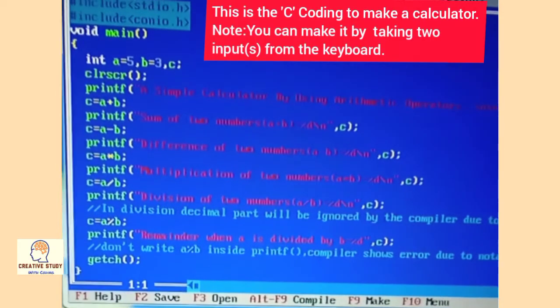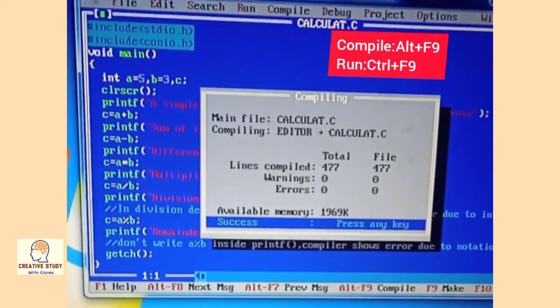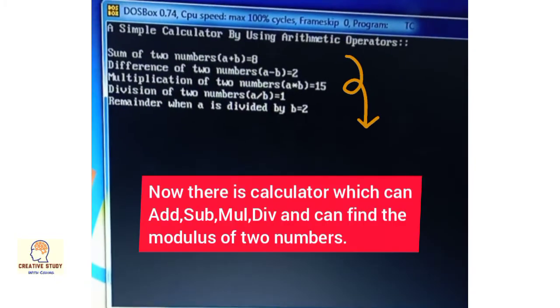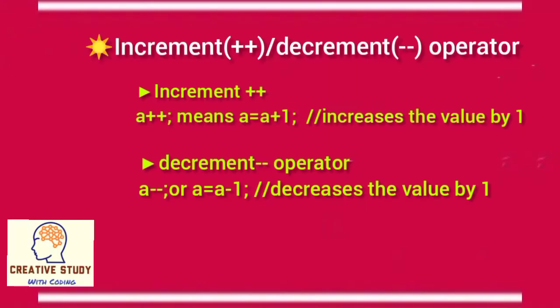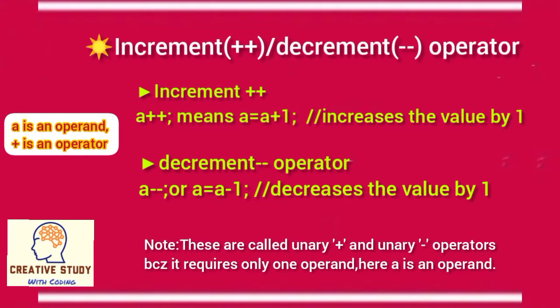This is the C code to make a calculator. Compile and run it. There is a calculator performing the actions. Let's see increment and decrement operators.